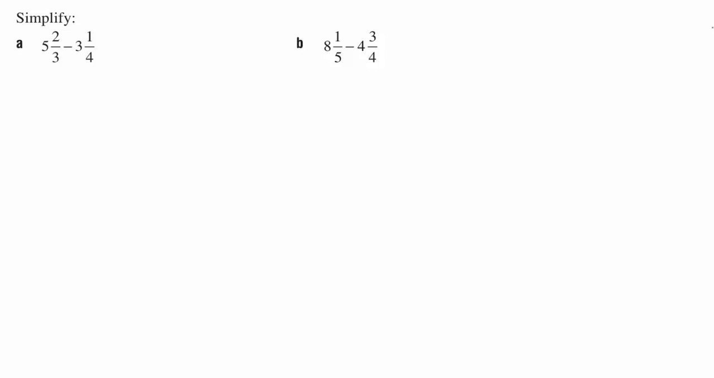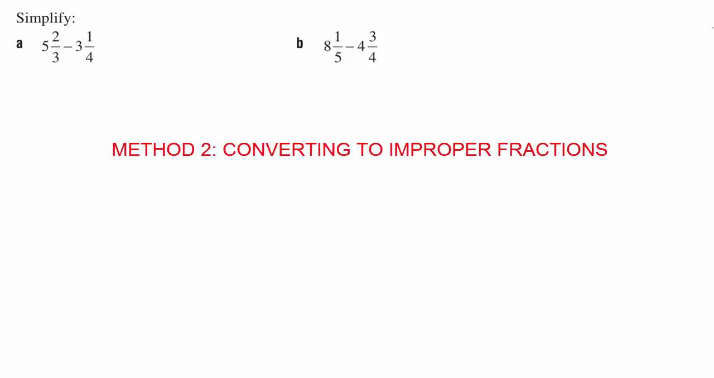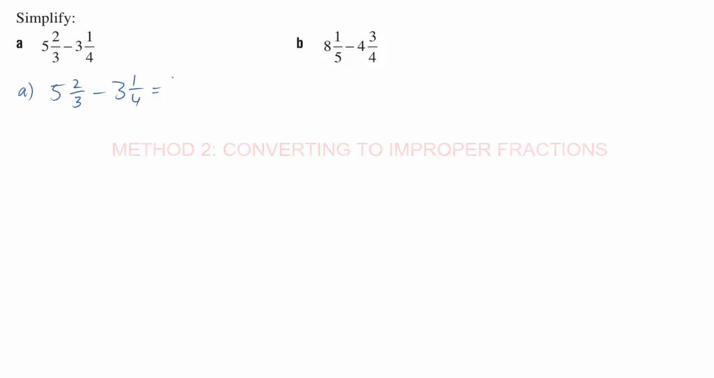Now we're going to look at a different way of subtracting mixed numbers. This way does involve larger numbers, but there's probably less that can go wrong. So firstly, we'll look at 5 2/3 minus 3 1/4. That's 17 over 3, and we're subtracting 13 over 4. The common denominator here would be 12, so let's write them both over 12.